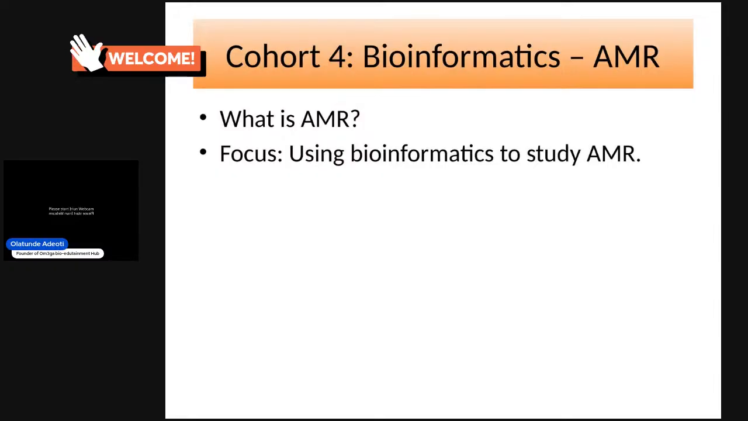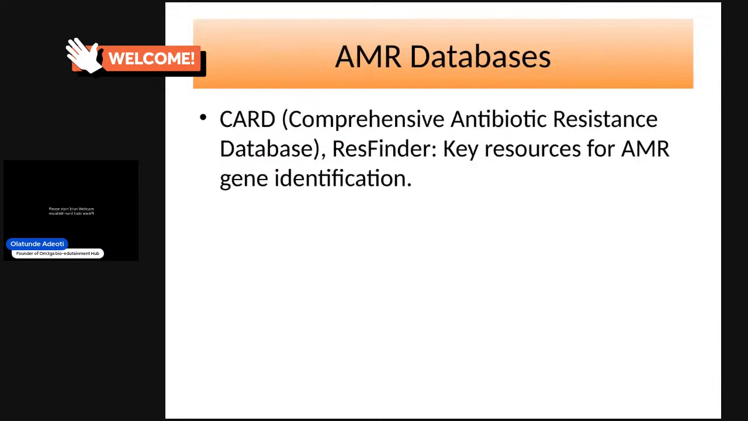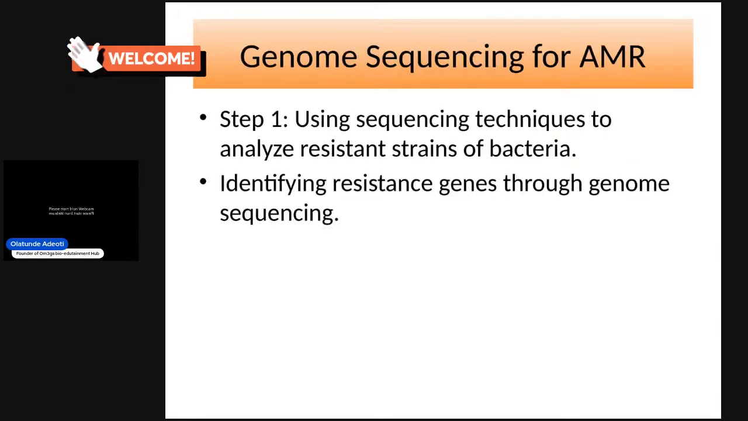So we are also going to make use of a computer to be able to study antibiotic resistance in microorganisms. Part of the databases we are going to use, these are just two of them, is not limited to this. We use CARD, the Comprehensive Antibiotic Resistance Database. In fact, we make use of this. Then there are newer ones like ResFinder. We make use of these databases and some other databases that we can use. Then genome sequencing for antimicrobial resistance. The first step is using sequencing techniques to be able to analyze resistant strains of bacteria.